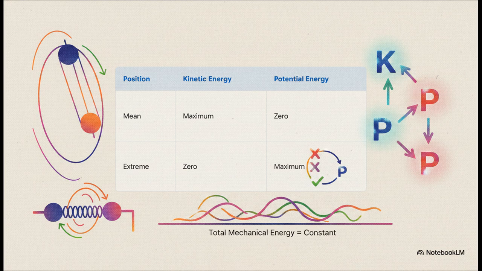Then, as it rushes back through the center equilibrium position, it reaches its top speed. Here, potential energy drops to zero, and kinetic energy is totally maxed out. So the crucial point to remember is that throughout this entire shifting dance back and forth, the total mechanical energy of a harmonic oscillator remains completely constant.